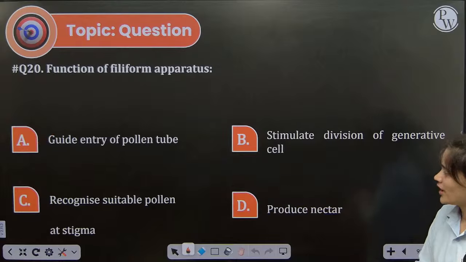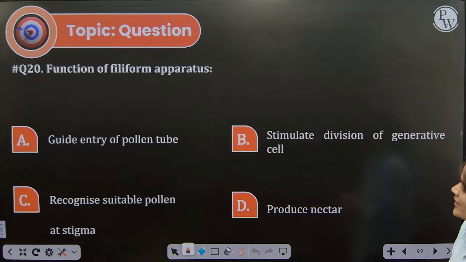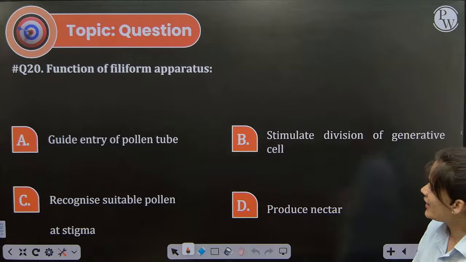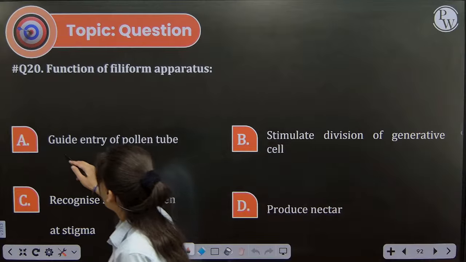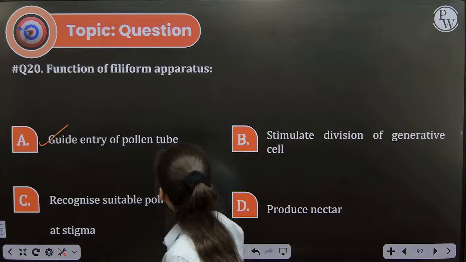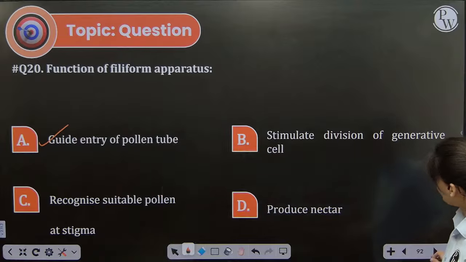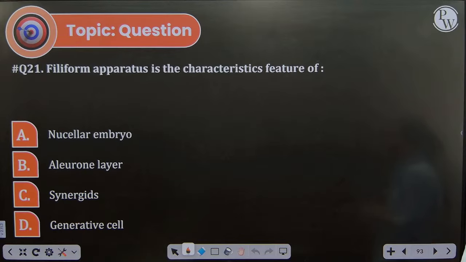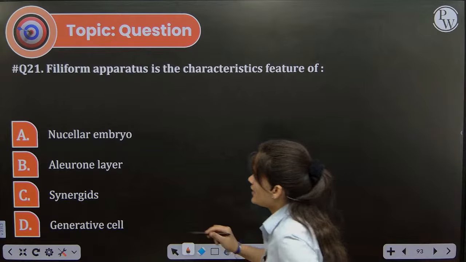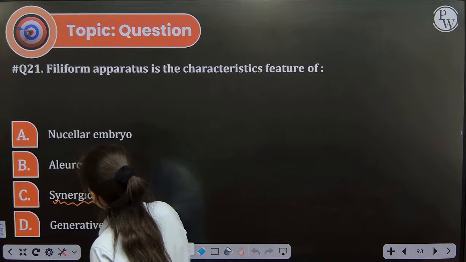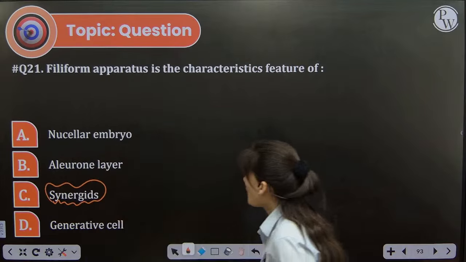Next, function of filiform apparatus. The filiform apparatus guides the entry of the pollen tube, and it is a feature of which cells? Synergid cells. The filiform apparatus is the characteristic feature of synergids, and these are present towards the micropyle end.